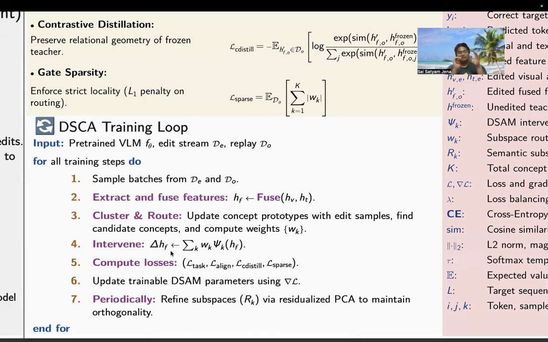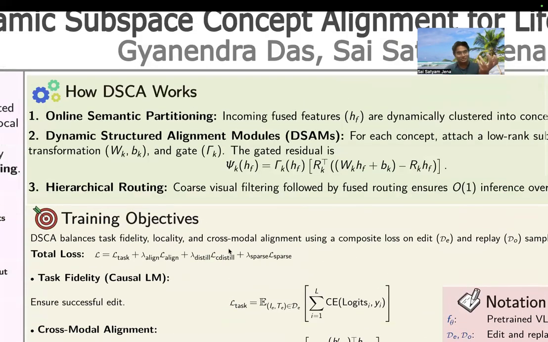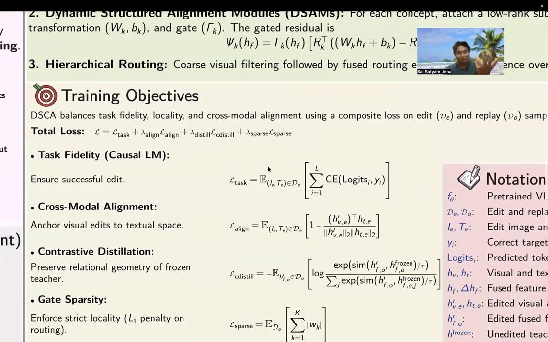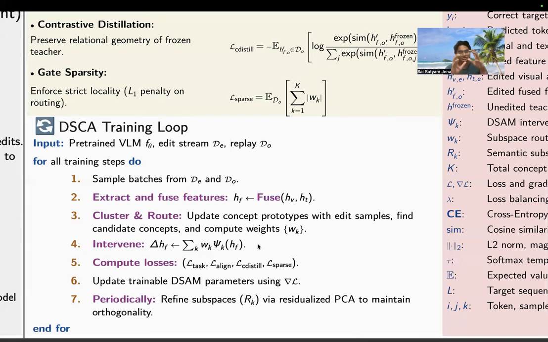Intervention: we calculate for each K, for each selected concept, the residual which should be added to the HF via this psi-K, which I explained here. The DSAM modules give us these psi-K values, this intervention parameter, and these are also weighted by gamma K. Each individual dimension is also weighted by another matrix, so that we don't add all of them to the original HF. Then we compute these losses. We update the DSAM parameters.